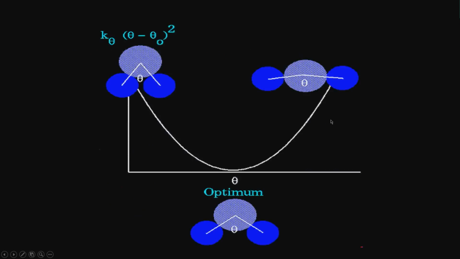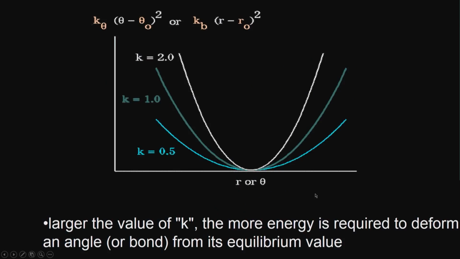Okay, now again you are going to have a parabolic type of relation. So, if you expand the bond angle, again the energy may go up. If you make it acute, again the energy may go up. So, obtuse, acute, both times energy will be going up in a parabolic form. This is the optimum.